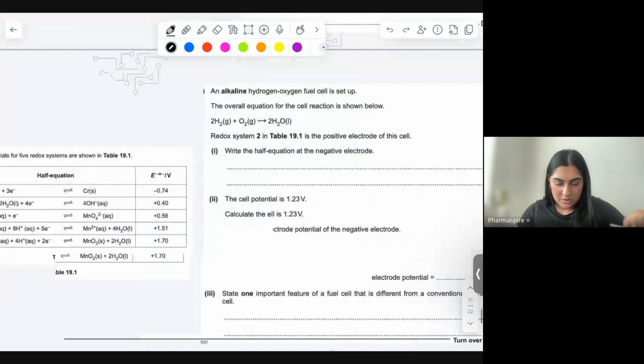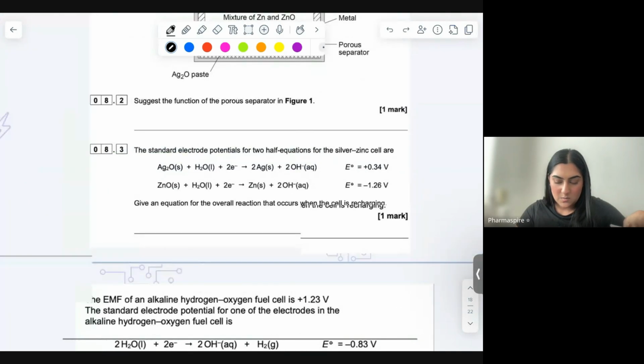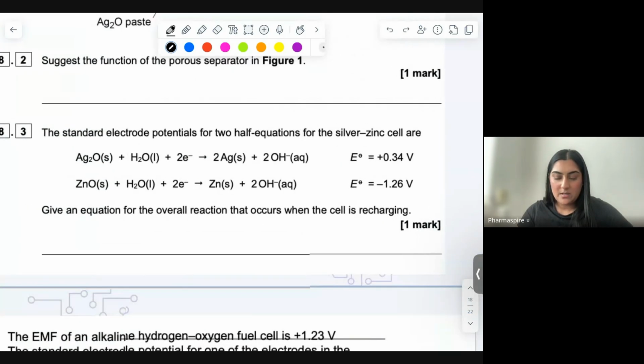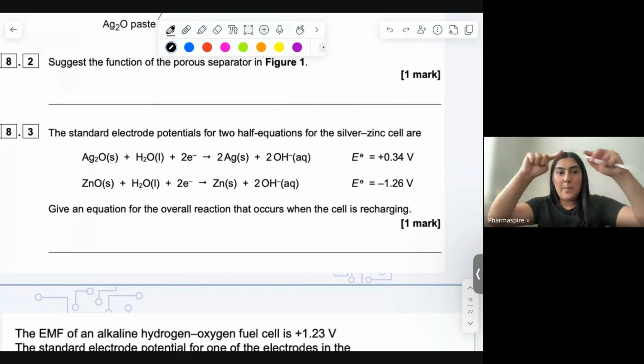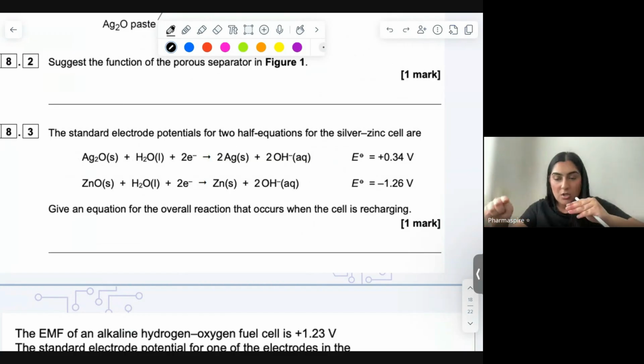I'm trying to look for the question. This one is recharging, right? So when you combine to get the overall equation, what do I need to do to my final overall equation if it's recharging? Yes. So you balance it all, and because it says it's recharging, you reverse it. That's what you need to do.